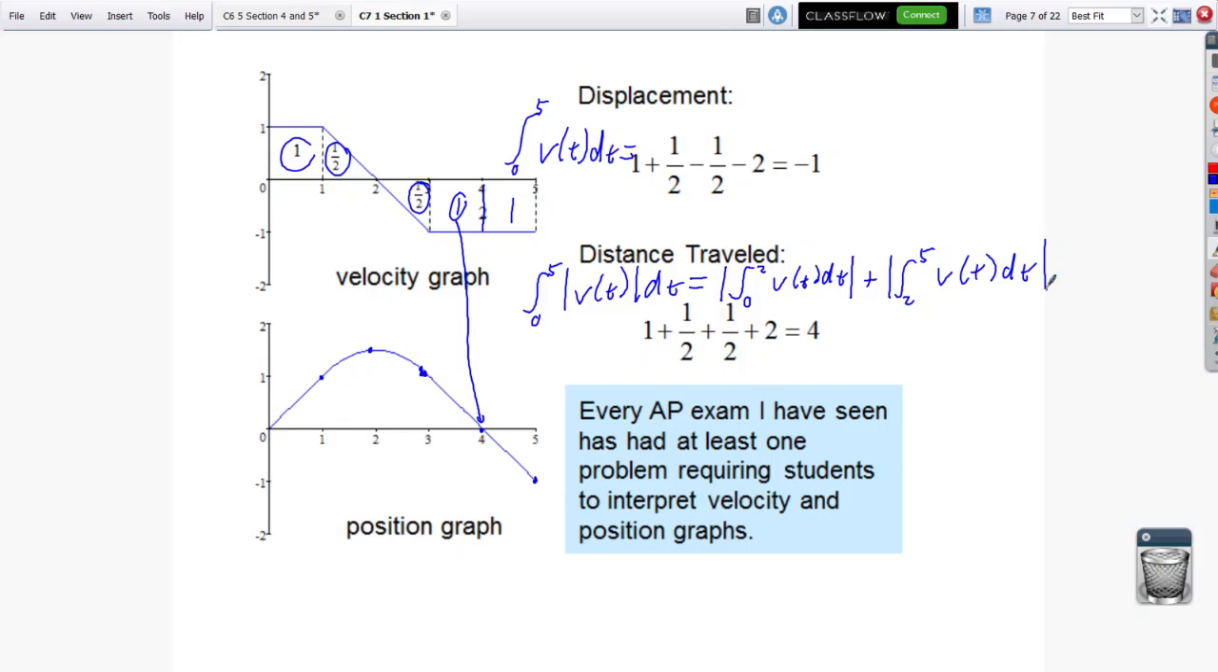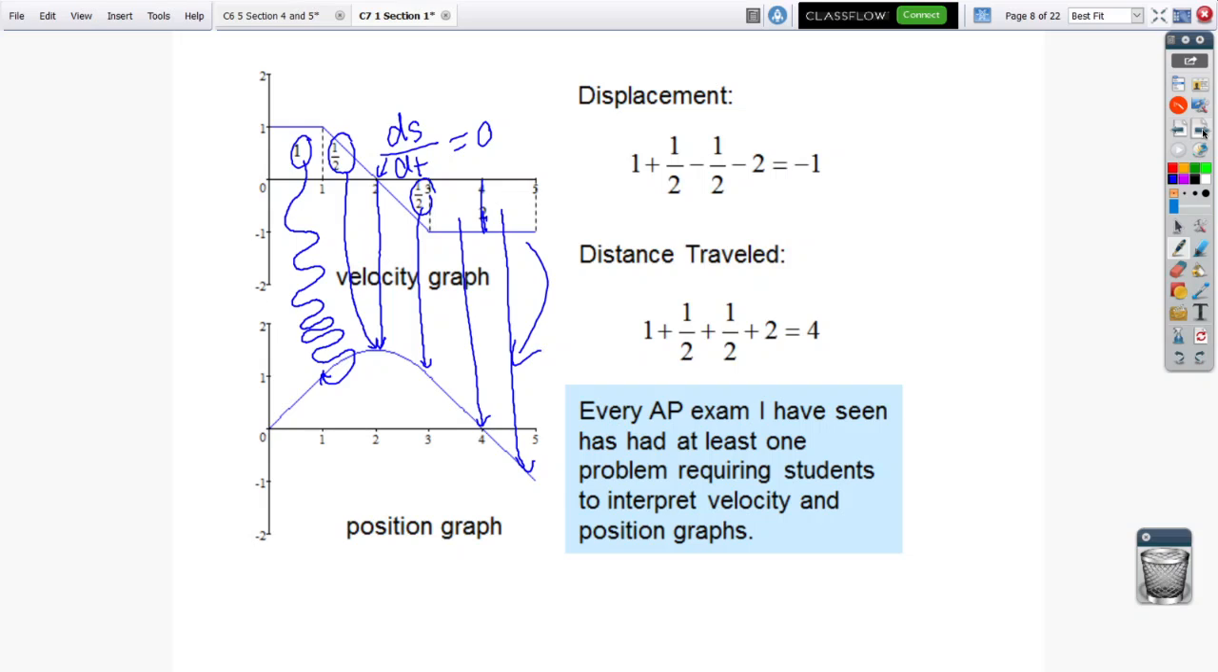Every single AP exam that I have ever seen has had at least one free response problem that involves analyzing the difference between distance and displacement. Sometimes it's in a tabular data problem, sometimes it's in a function problem, but I have seen this on every single AP test that I've ever looked at, and I've looked at a lot of them. So, is it important? I would say yes.